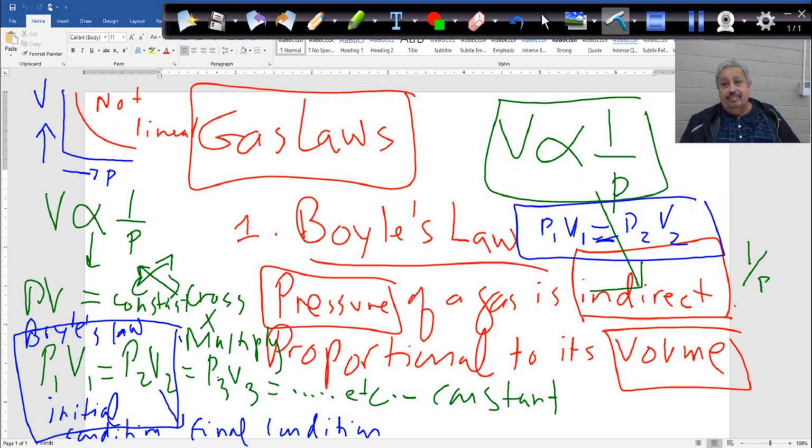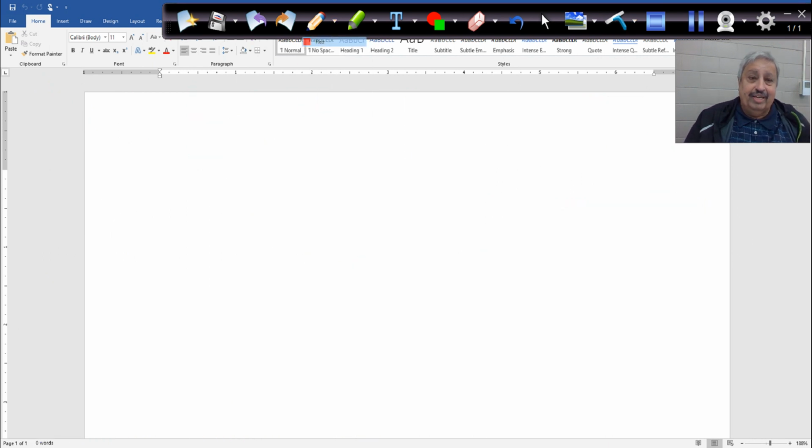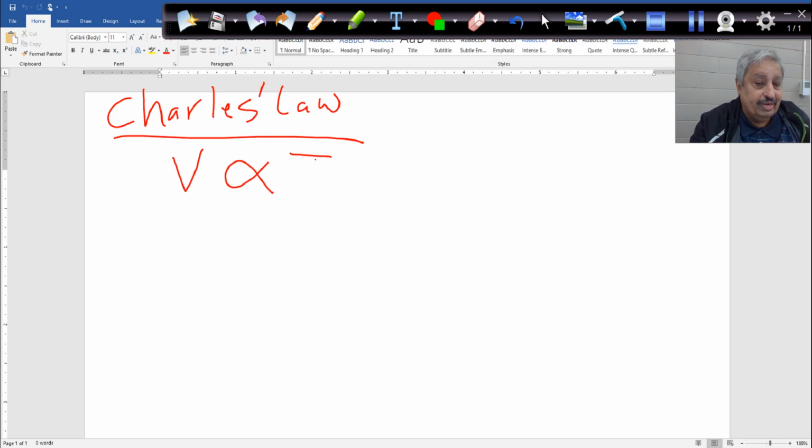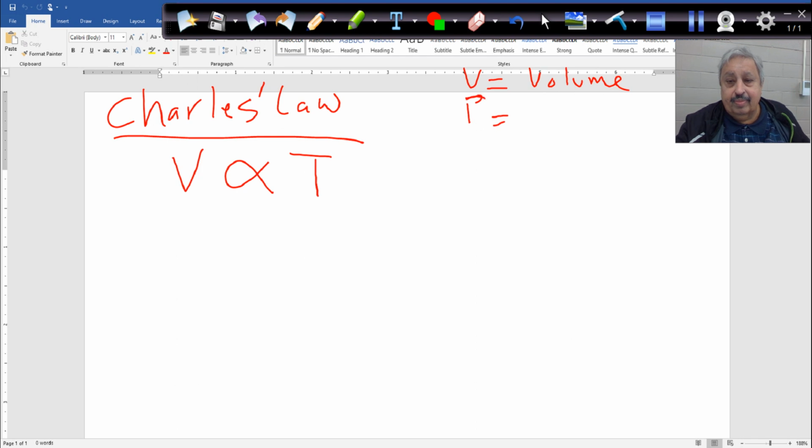Okay, let's do the second one. Here we have Charles' law, a gas law, of course. Charles' law tells you the volume of a gas is directly proportional to its temperature. So V is volume, that's the key here, guys. P is pressure. T is what? Temperature.